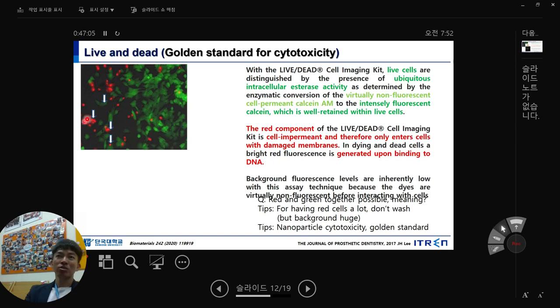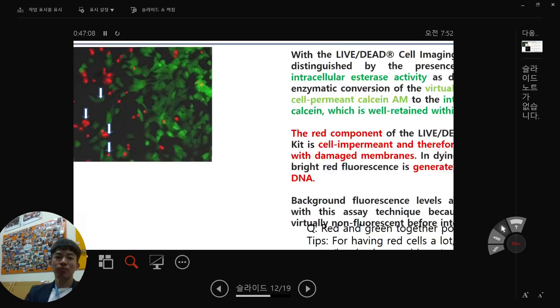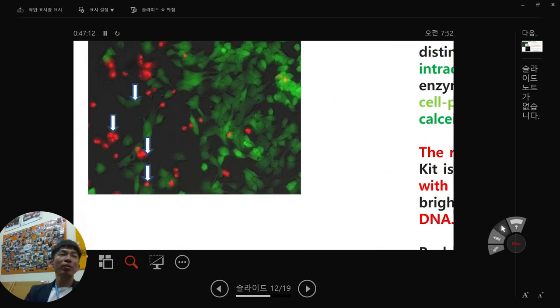Okay? So let's say you have green. What does it mean? Green: the cell-permeant live dye calcein AM can enter, and then through the esterase, the non-fluorescent dye is converted to intensely fluorescent calcein, and it is well stained in the cytoplasm. Okay, and then what will happen with red only? Previously, this red dye cannot penetrate the cell when the cell membrane is intact, but because of the damage, this red dye can bind the DNA and then the color converts to red.